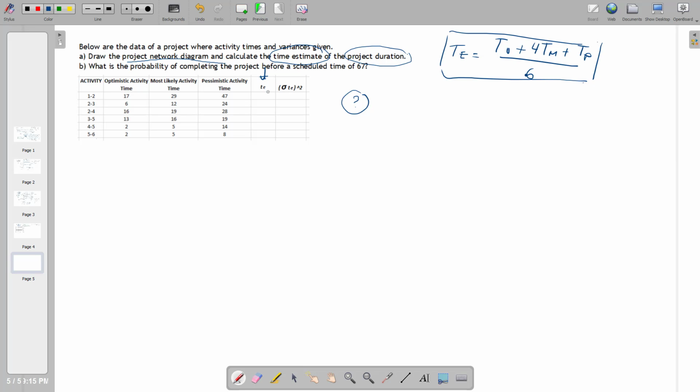Okay, so sadly I didn't do the calculation for this one yet, so you have to assist me in finding, oh sorry, I need to silence my phone first. Okay, in finding the TE. Okay, so take out your calculator and give me immediately what is the TE for all of this activity. So what is the TE for activity 1, 2?